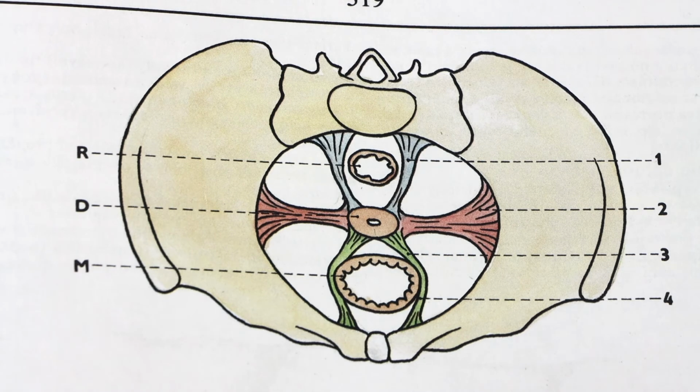There is one ligament which is not shown in this picture, and it's an important ligament, called ligamentum teres uteri, or round ligament of the uterus. This is the ligament that originates from the horn, or the cornu, of the uterus. It passes through the inguinal canal in the female.